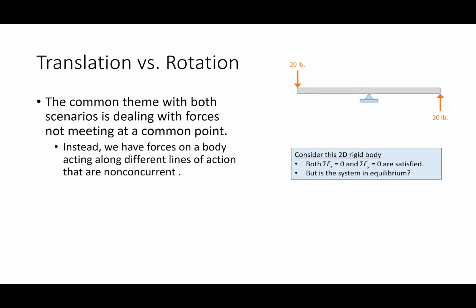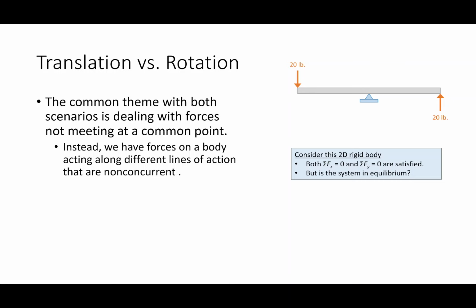Let me give you an example, all right? Let's take this structural system that I have right here on the slide. So I have some lever or some beam that is supported there in the middle, and I have a 20-pound force going down and a 20-pound force going up. Now, I propose from a sum of forces in the y direction and sum of forces in the x direction perspective, this system's in equilibrium, right? Because I have 20 pounds going down and I have 20 pounds going up, right? So the sum of forces in the y direction is 0, and there's nothing going on in the x direction.